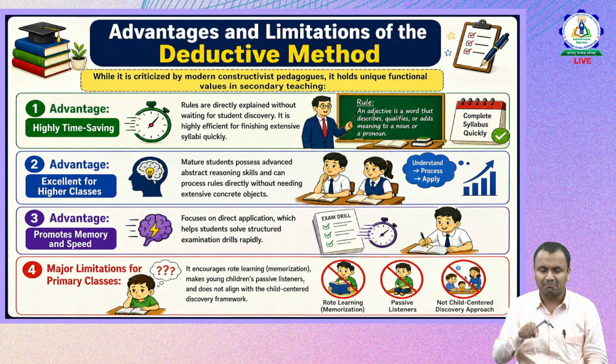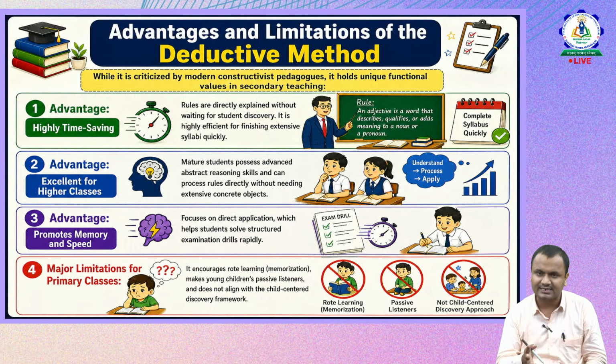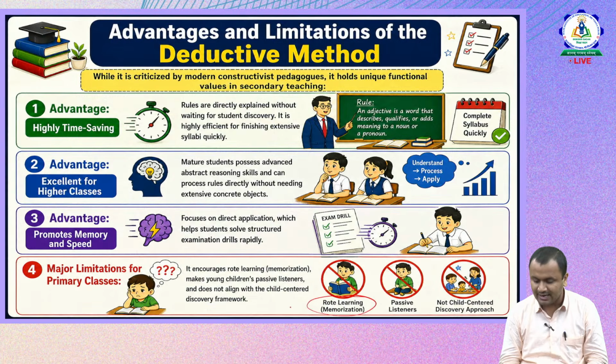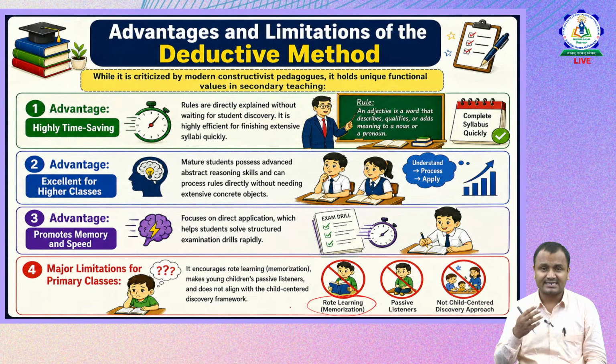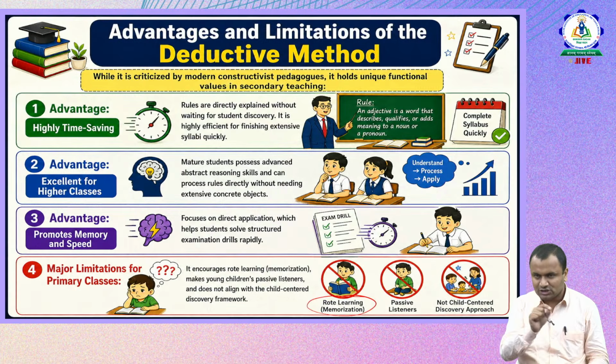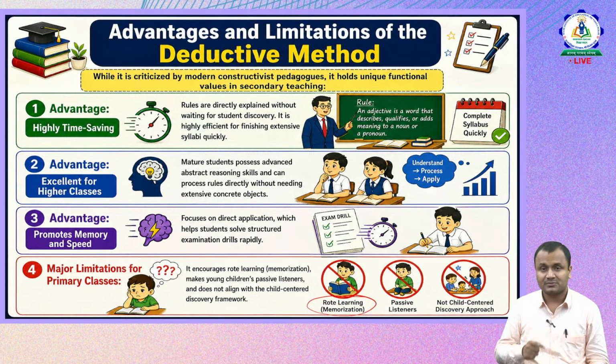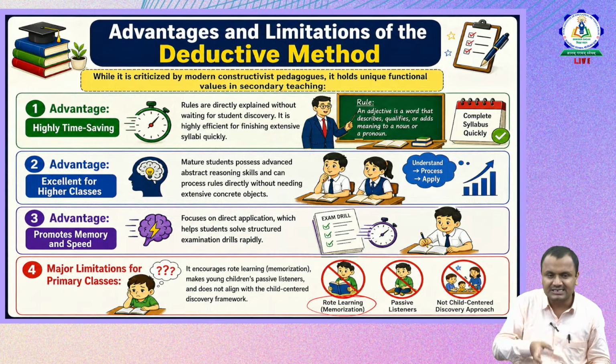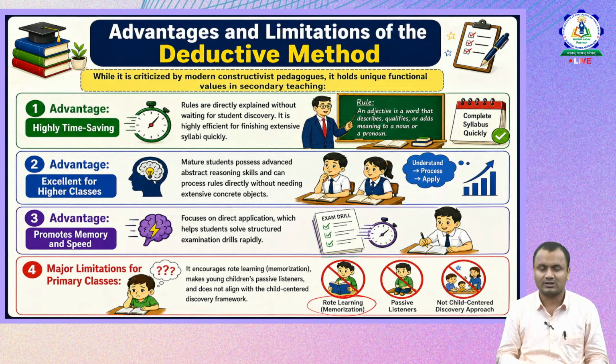The major limitation, the major criticism, or the reason you can say that CTET says the deductive method is not good, is that it promotes rote learning, it promotes memorization, it makes the learners passive, because the learner has to sit quietly, wait for the teacher to write the rule, and then copy it, wait for the teacher to narrate some examples, and then generally write that particular rule. So it is not child centered, it is totally teacher centered, and that's the reason CTET says the deductive method should not be used in the primary classroom. It should be avoided.